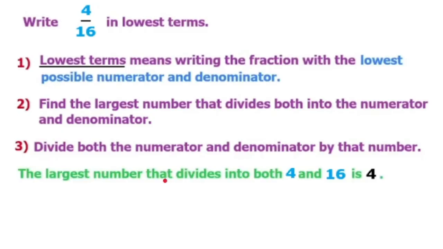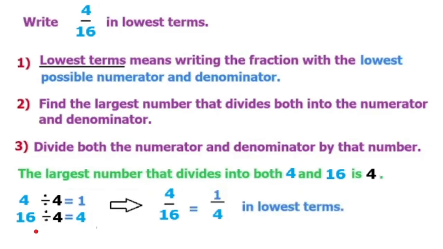So for this one, the largest number that divides into both 4 and 16 is 4. There is another number that divides both into 4 and 16, and that number is 2. But 2 is a smaller number. So let's take a look. If we divide 4, the numerator, by 4, it equals 1. If we divide 16, the denominator, by 4, that equals 4. So 4 over 16 equals 1 over 4 in lowest terms.